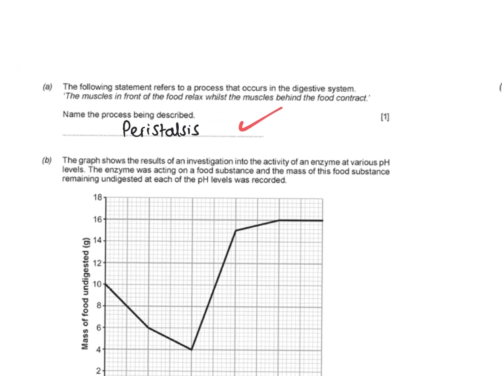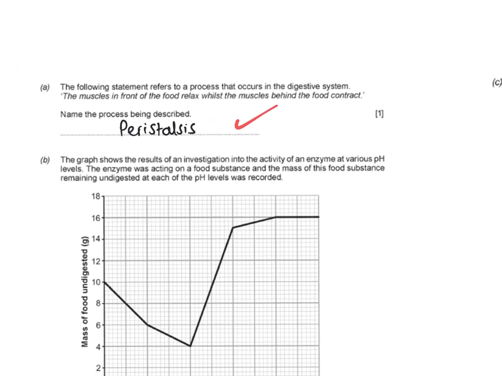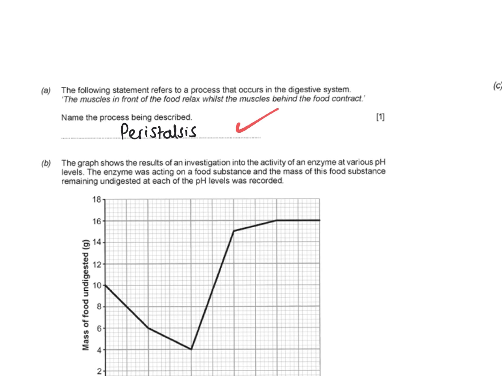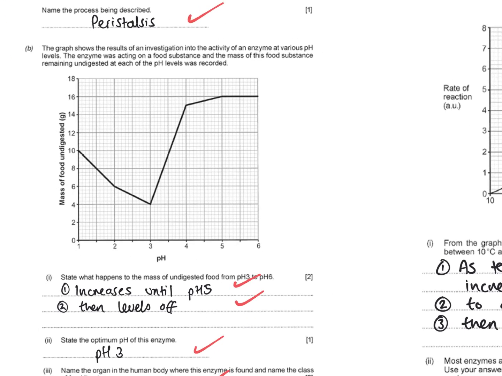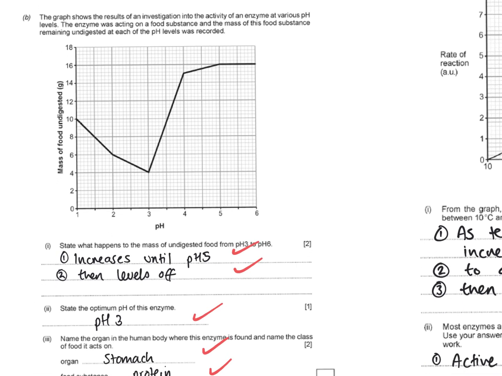Okay, so in part A, it says, name the process being described: the muscles in the front of the food relax whilst the muscles behind the food contract, and that's peristalsis. In part B, we have increase in pH versus, on the y-axis, mass of food undigested, and it asks us to state what happens to the mass of undigested food from pH 3 here to pH 6. Okay, so 2 marks, so we'd say it increases until pH 5 at this point, and then for the second mark, it's horizontal, it doesn't change, it's still 16 grams, so it levels off.